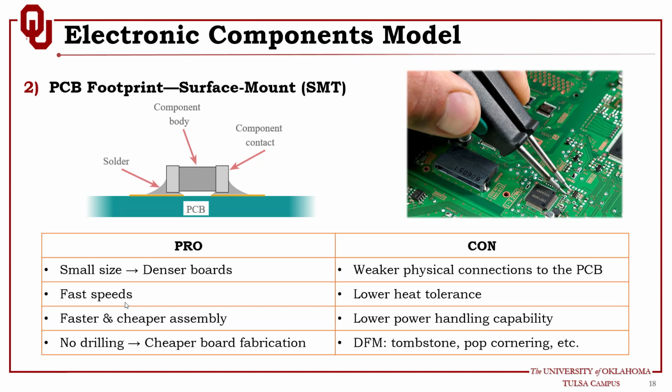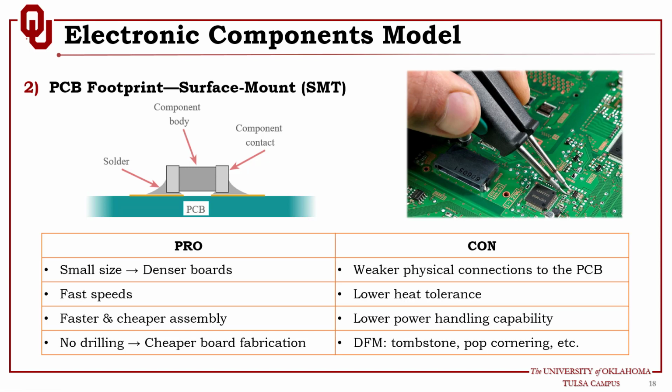Now, the disadvantages. They have a weak physical connection to the PCB because they are super tiny, and the joints between these components and the PCB are maybe a quarter millimeter. So the physical connection is not as strong as with through-hole components. They also have lower heat tolerance, which means we cannot count on them in high power applications. We have to go with leaded components. And there are also some concerns when it comes to design for manufacturing. We'll talk about that in detail later on when we are ready to release a printed circuit board.